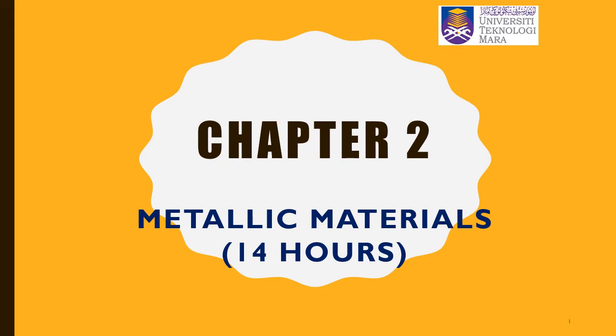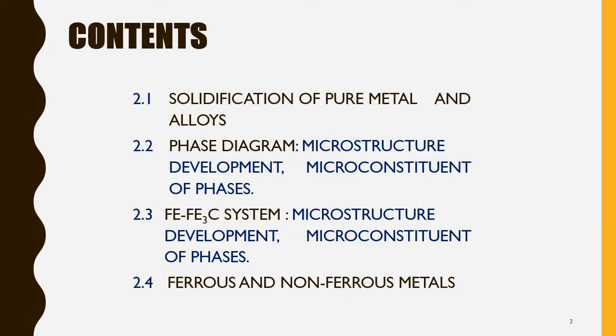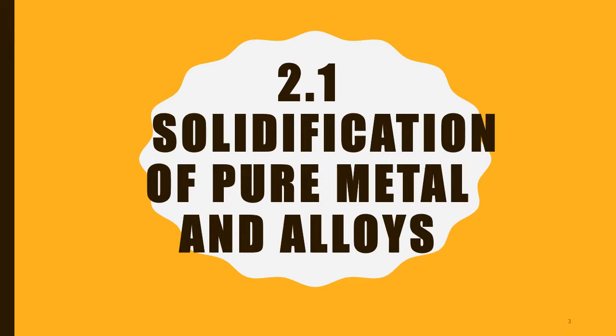Today we shall learn about Chapter 2, Metallic Materials. Metallic Materials consists of 14 hours of lecture. In this chapter, we shall learn about solidification of pure metal and alloys, phase diagram, microstructure development and microconstituent of phases, iron-iron carbide system, microstructure development and microconstituent of phases, and ferrous and non-ferrous metal.